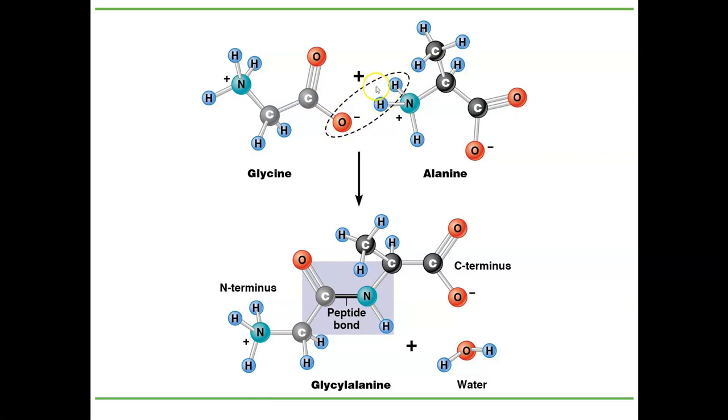So we're dehydrating this, and water's forming here, and we're going to make a new bond between the carbon and the nitrogen. The other thing that's going to happen is we're going to form what's called a peptide bond. We're also creating this amide functional group. So this is a glycine alanine combination now.